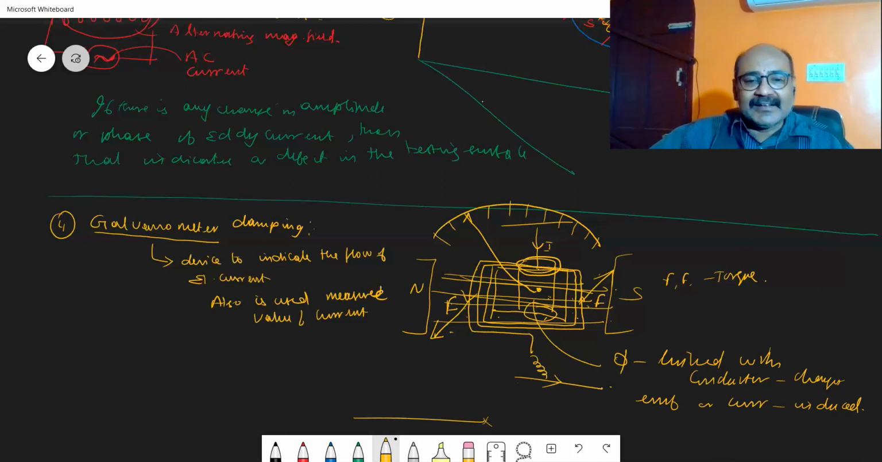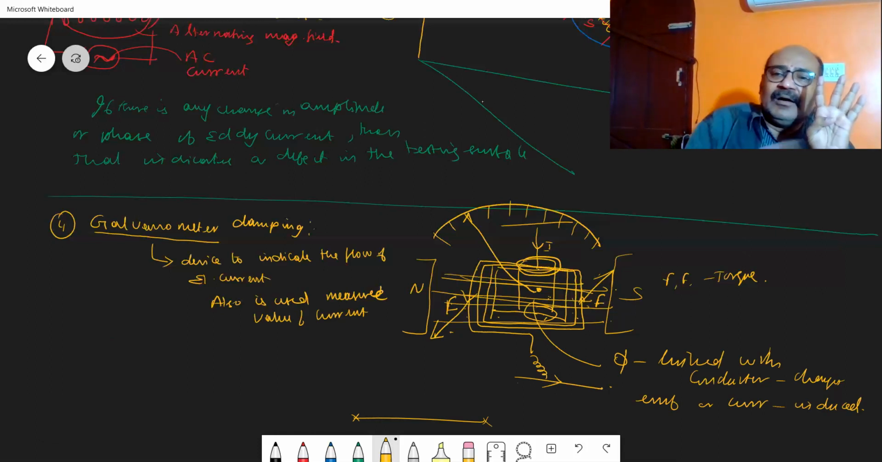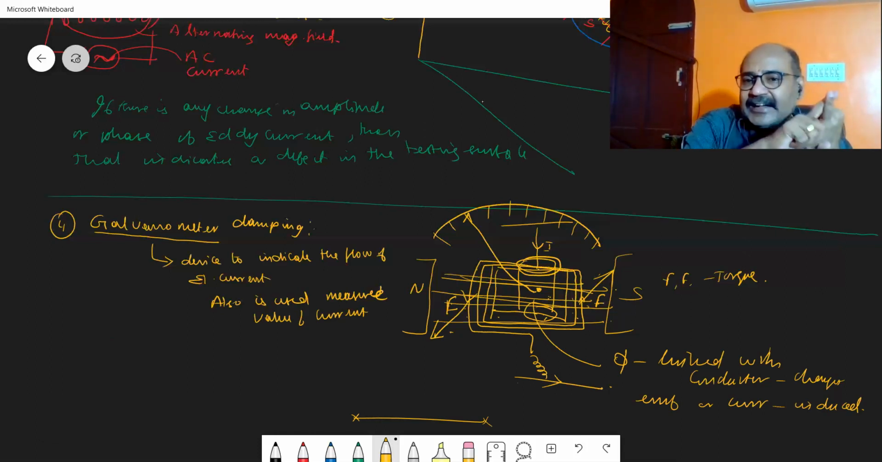Are you able to understand? Here I have explained. In order to study, take your book to page number 223. From 223 onwards, you are given the four applications till page number 225. Study it and make it thorough. It will be easier. Okay. Is there any difficulty? We have four applications. One, the induction stove. The second one, the eddy current brake. The third one, eddy current testing. And the fourth one, galvanometer damping.